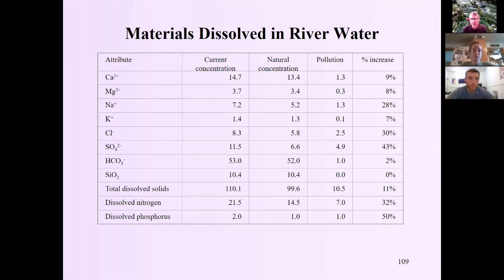And we see that many of these things are increasing substantially. The difference between the natural and the current is under the pollution column, and the percent increase of these materials is in the last. So why do you think sodium and chloride are increasing that much? Anybody have any suggestions? Maybe when they salt roads and it runs off into rivers.